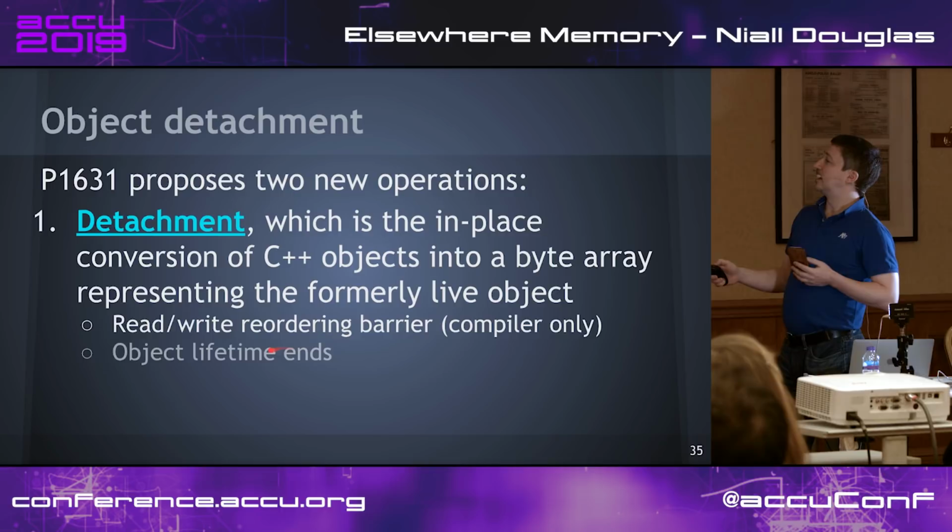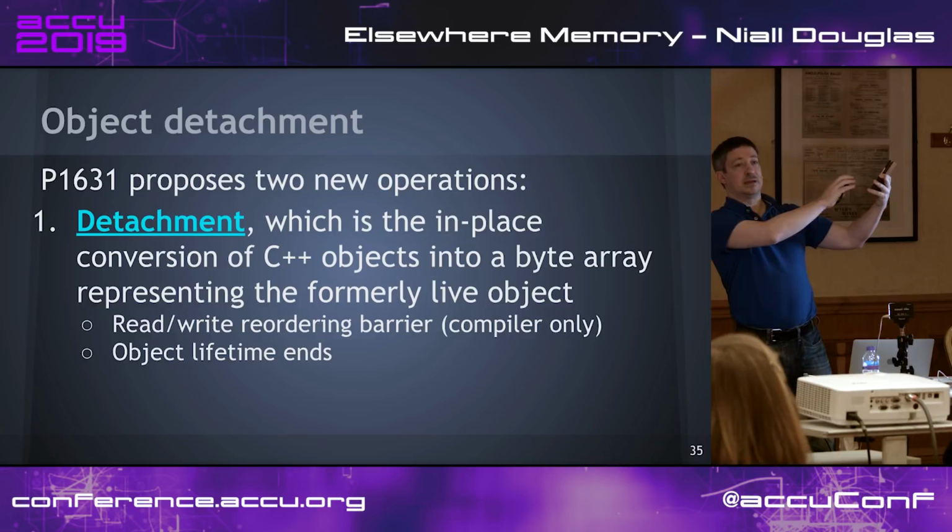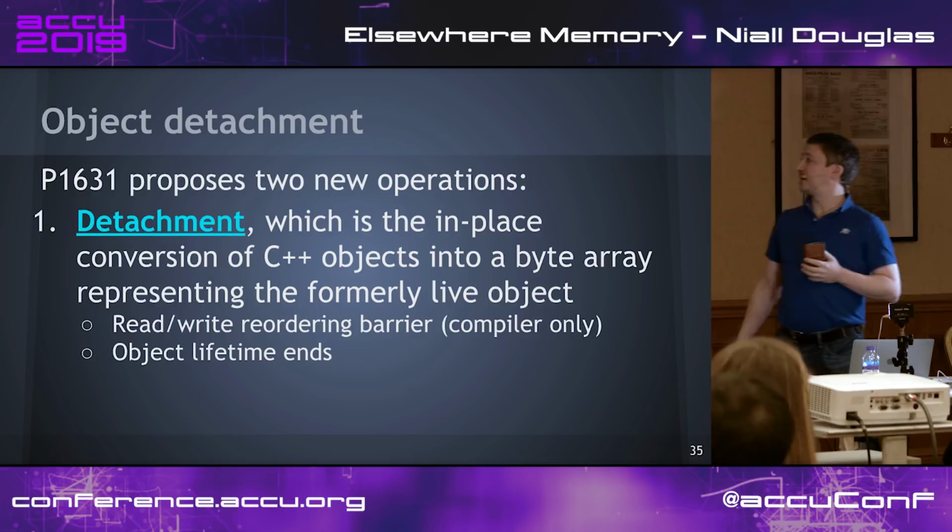Read-write ordering barrier for the compiler only has to happen. So basically, if you've modified that object and you're now going to go and detach it, any modifications to that object must happen beforehand. So in other words, there's a dependency carrying relationship between modifications of the object and the conversion of it into a byte array.